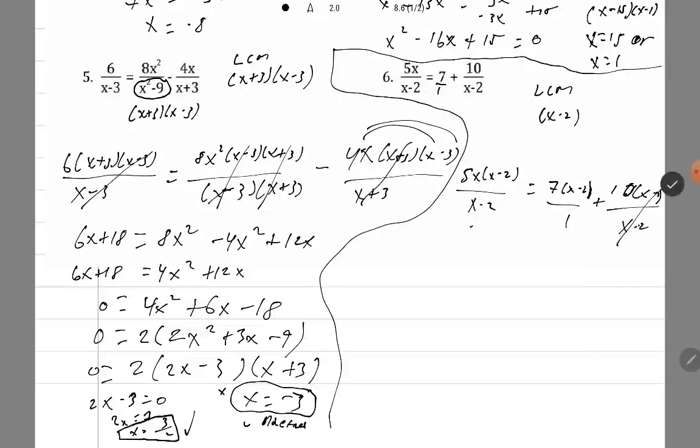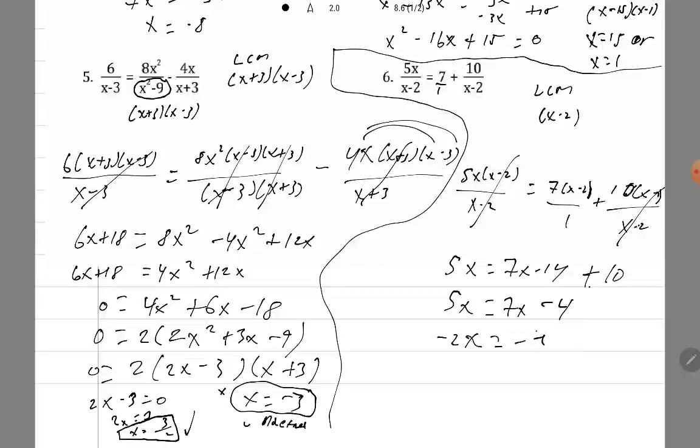Cancel out what we got. So I have 5x equals 7x minus 14 plus 10. Oh, sorry, those canceled out, just 10. So I have 5x equals 7x minus 4. So I have negative 2x equals negative 4. So x equals positive 2.